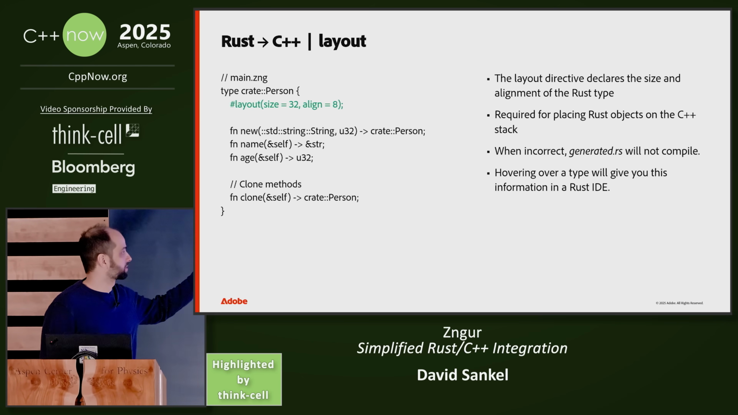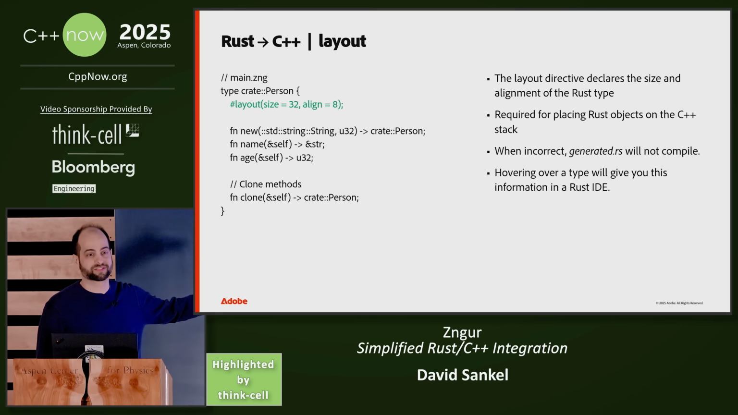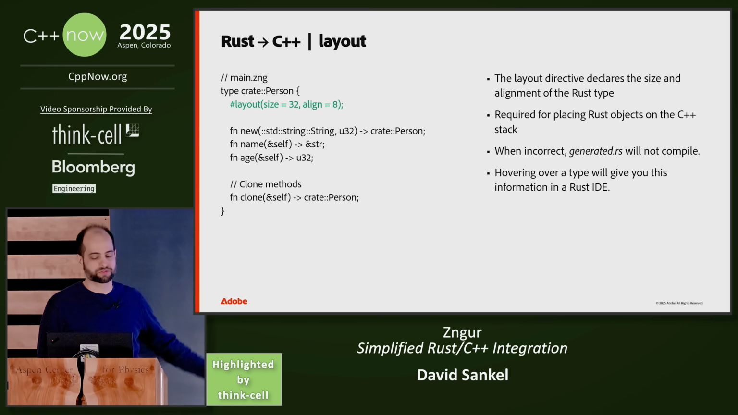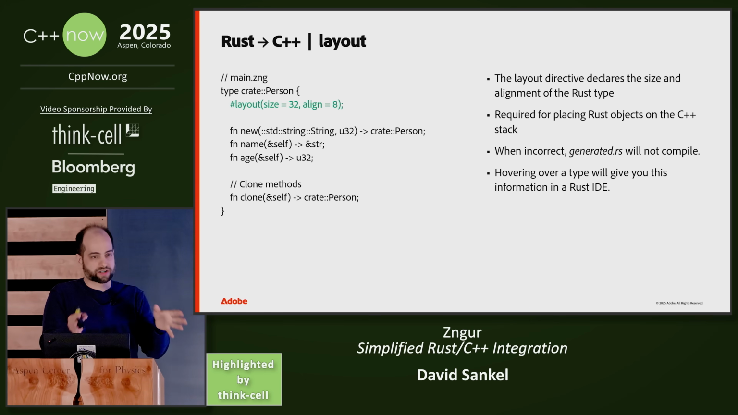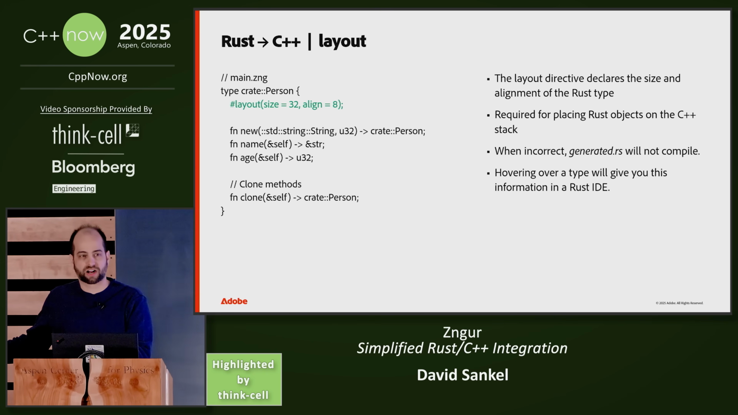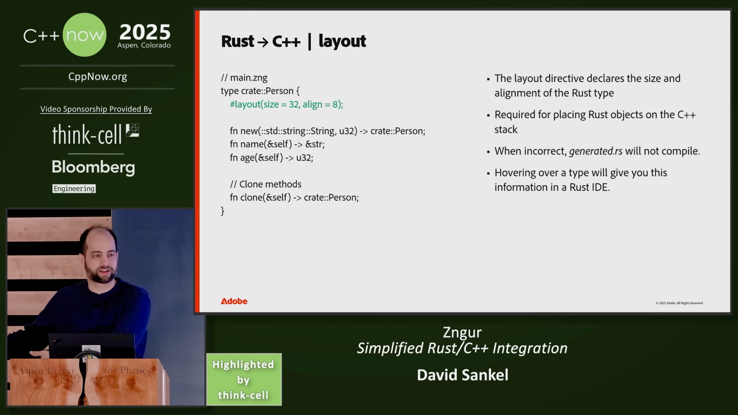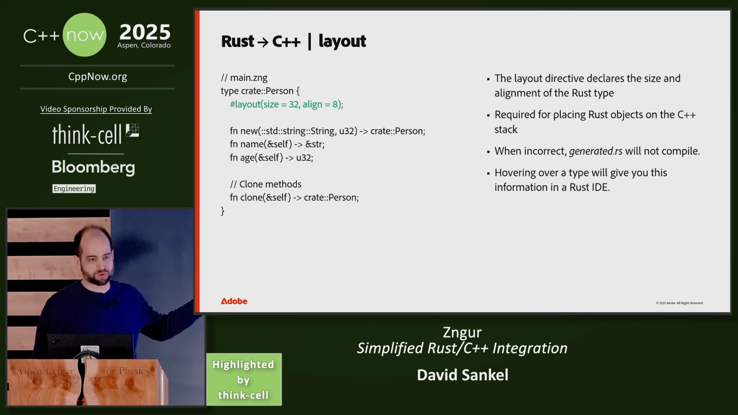So when I first saw this, I was like, oh shit, if I get these numbers wrong, I'm hosed. It's like undefined behavior all over the place. It turns out it's not that bad because when you run Zngur, it does create that generated.rs file. If you try to compile that file and these numbers were wrong, that file will fail to compile and say, hey, you put in the wrong numbers, here are what the right numbers are.